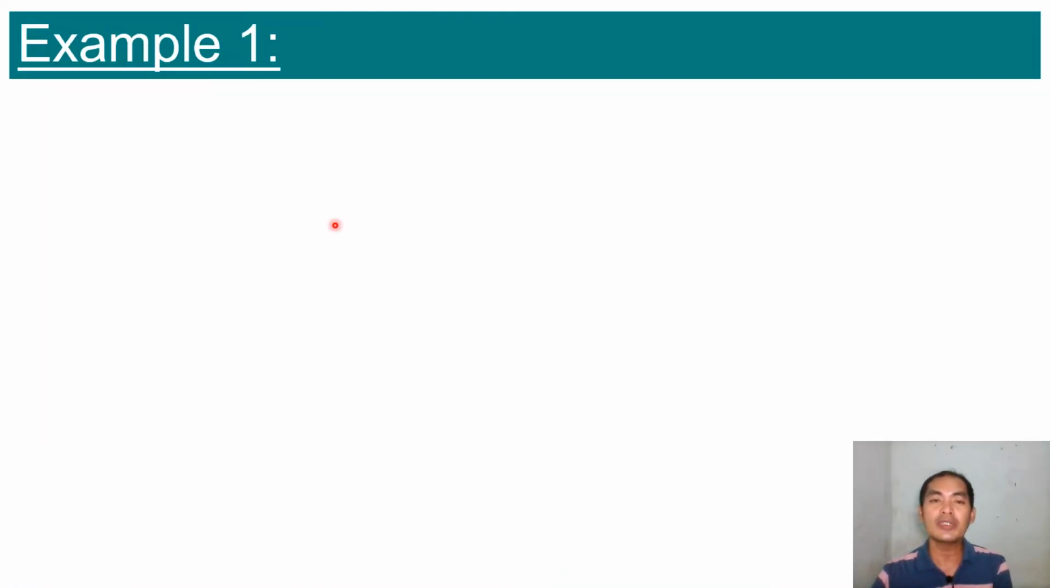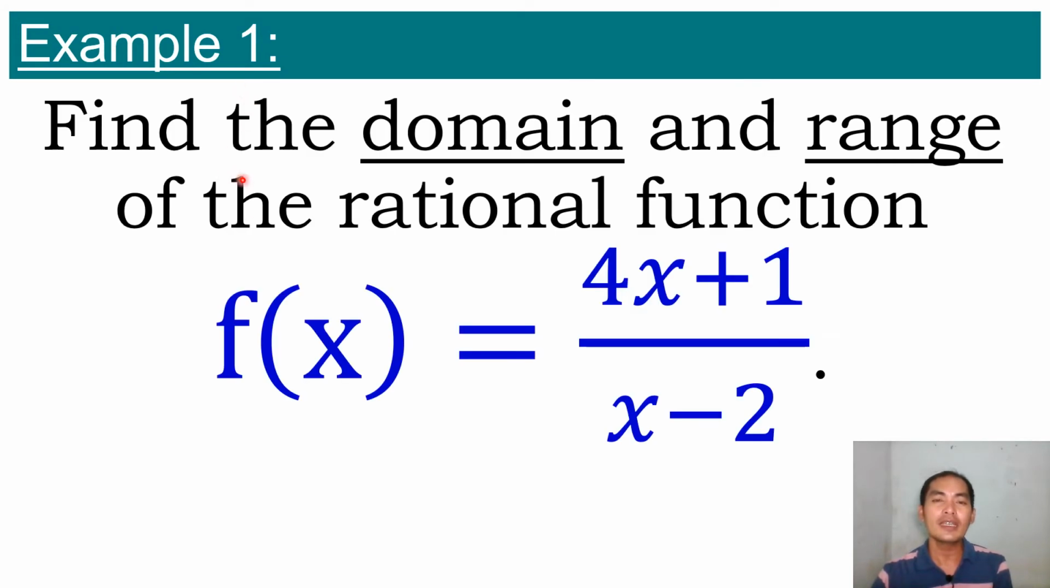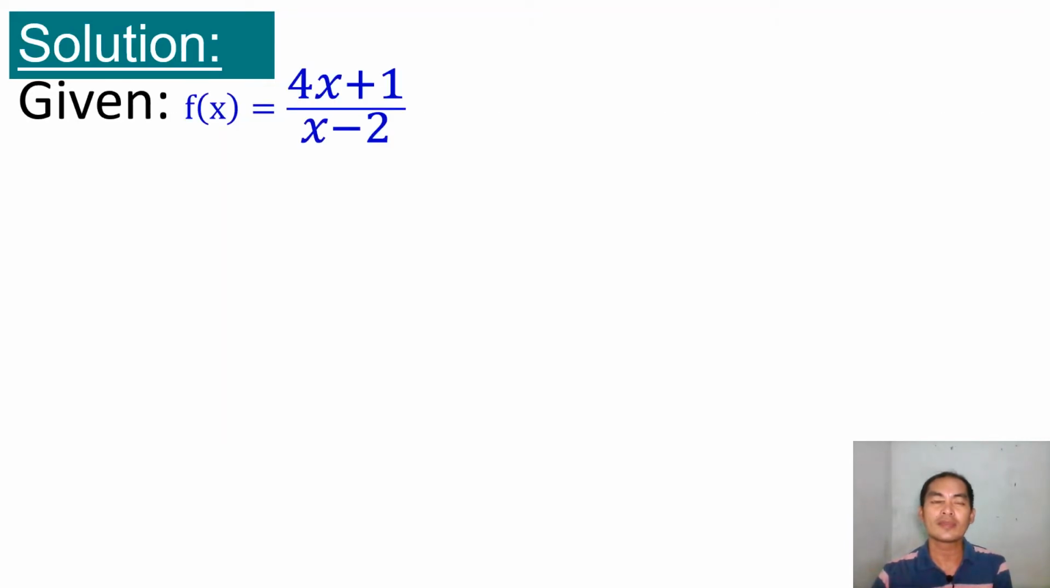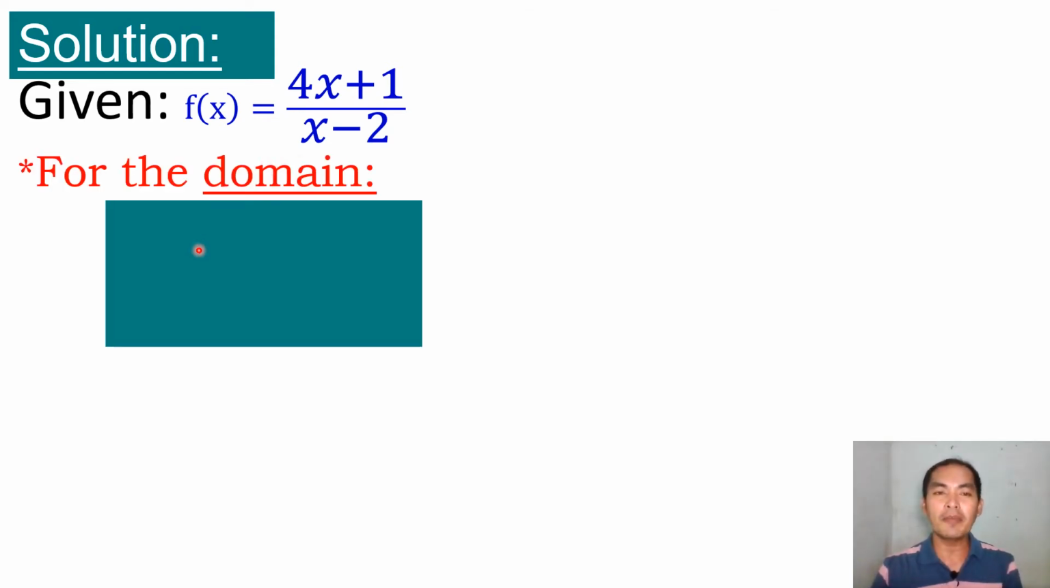Let's proceed to an example. Find the domain and range of the rational function f of x equals 4x plus 1 all over x minus 2. Our solution: our given function is 4x plus 1 all over x minus 2 equals f of x. For the domain, you will get the denominator which is x minus 2.